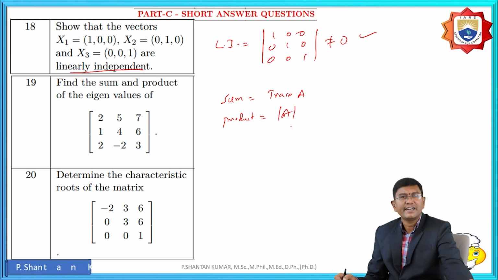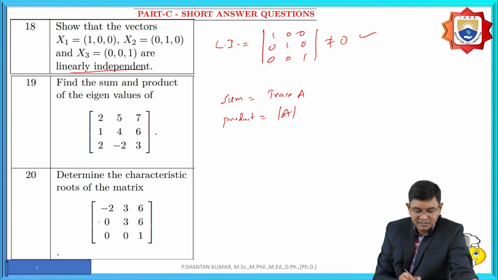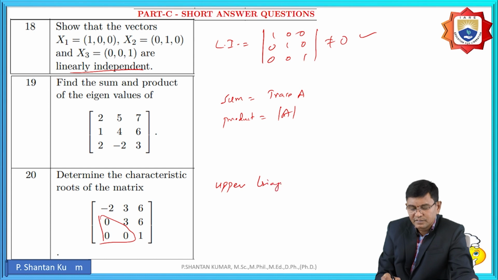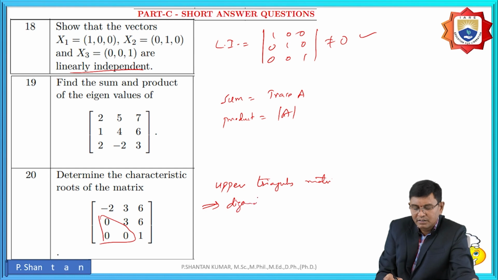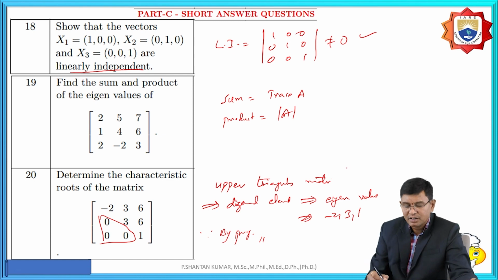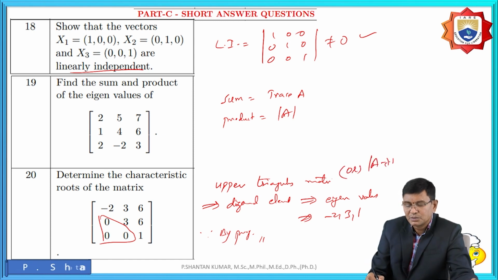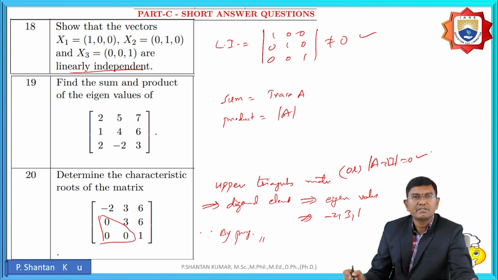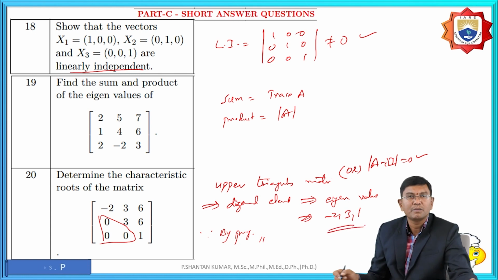Next, finally, determine the characteristic roots. Here the matrix is an upper triangular matrix. Therefore, the diagonal elements are the eigenvalues by the property: minus 2, 3, 1. Otherwise, we need to find the determinant of A minus lambda I equal to 0 and find the solutions. These are the eigenvalues of the matrix.